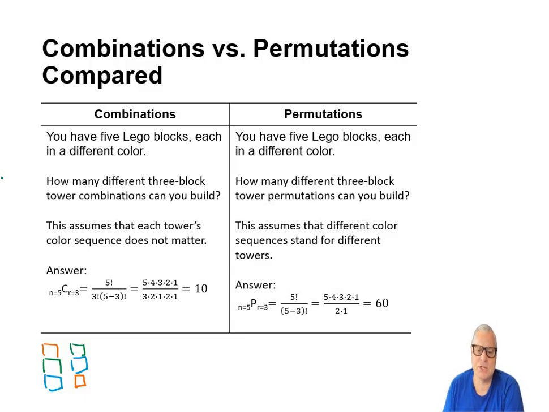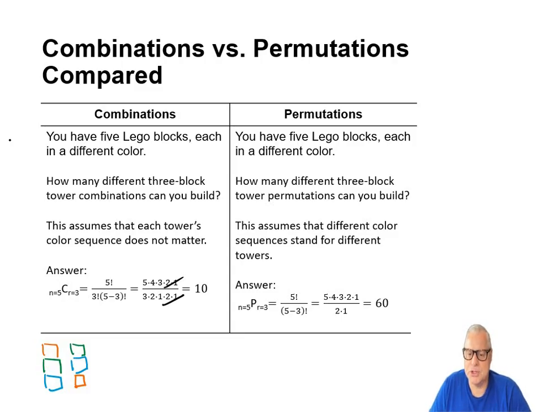So for combinations, the formula is 5 factorial, because we choose 3 from 5, or 5 choose 3. So it's 5 factorial, 5 times 4 times 3 times 2 times 1, over 3 factorial, 3 times 2 times 1, times (5 minus 3) factorial, which is 2 times 1. And then again some things cancel out. And then we have 60 over 6, which is 10.